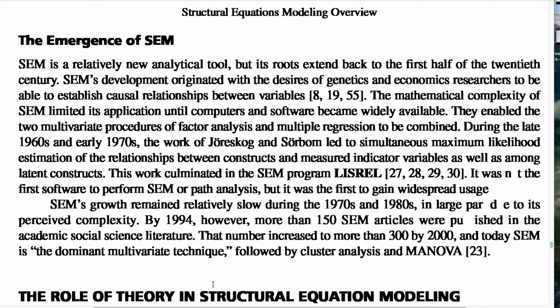Structural equation modeling growth remained relatively slow during the 1970s and 1980s in large part because of its perceived complexity. By 1994, however, more than 150 structural equation modeling articles were published in the social science literature. That number increased to more than 300 by 2000, and structural equation modeling is now the dominant multivariate technique, followed by cluster analysis and MANOVA.